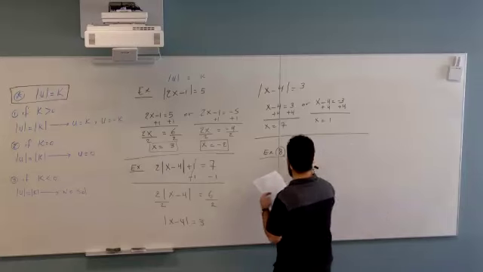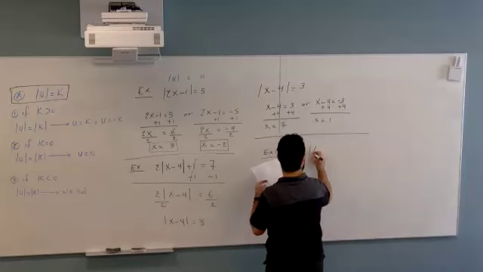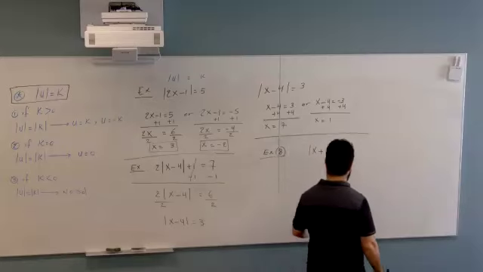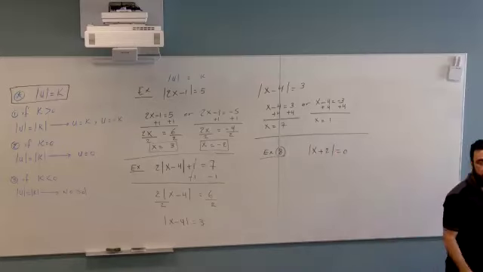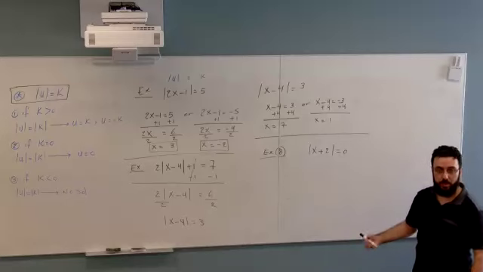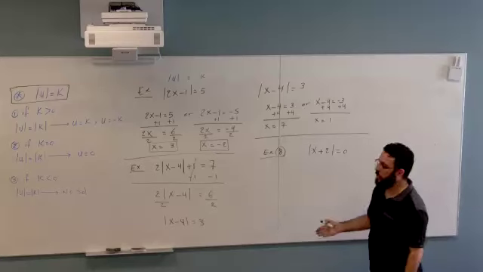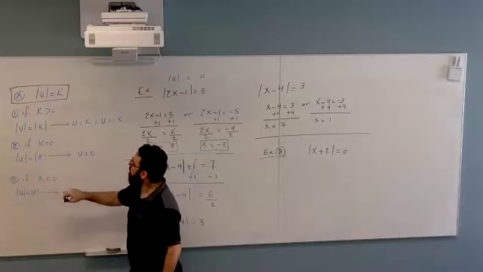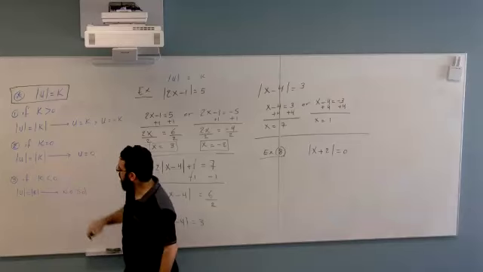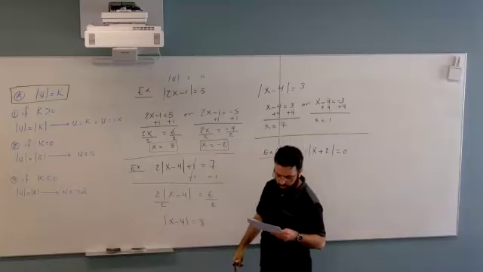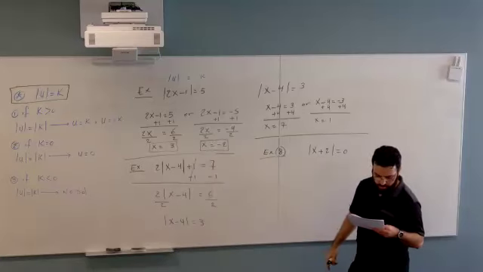Example 8, it says solve the absolute value of x plus 2 equals 0. Which case is similar to this one? 1, 2, or 3? Similar to case 2. So case 2 says what? If the absolute value equals 0, that means u equals 0. Let me see case 2 here.